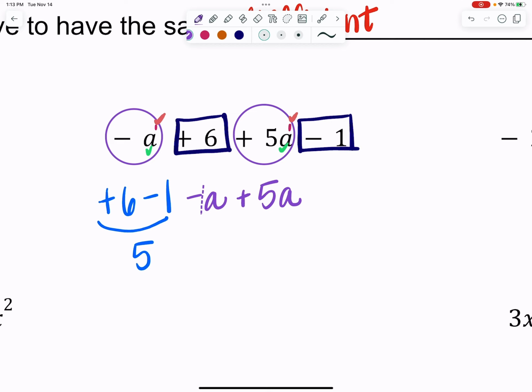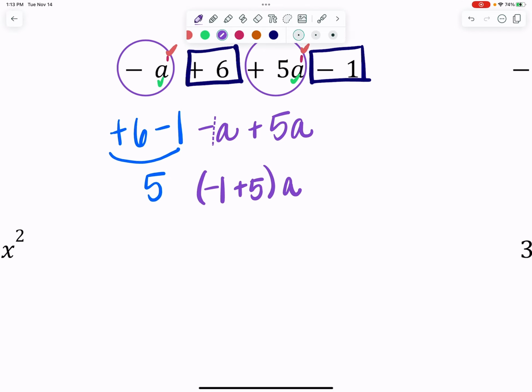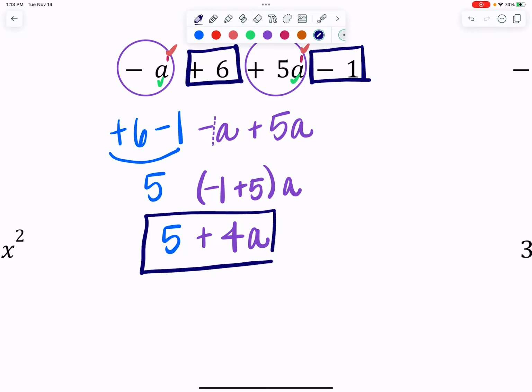Now, I am going to pull out their coefficients. So I have a negative 1 plus 5, and I'm going to put the A on the back. Well, negative 1 plus 5 is a plus 4. I need my A, and I bring down my 5. This is the final version of my expression now that I've combined all of the like terms.